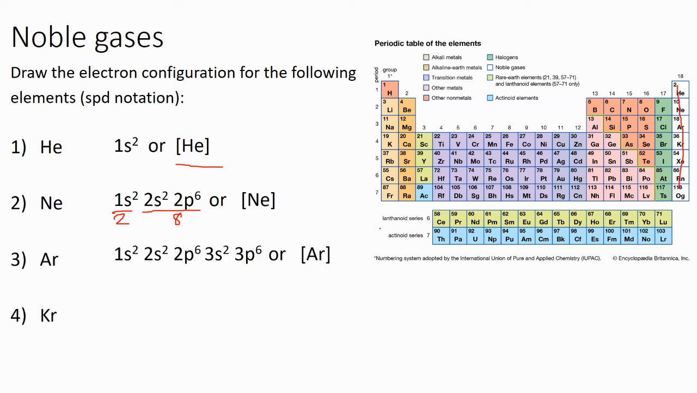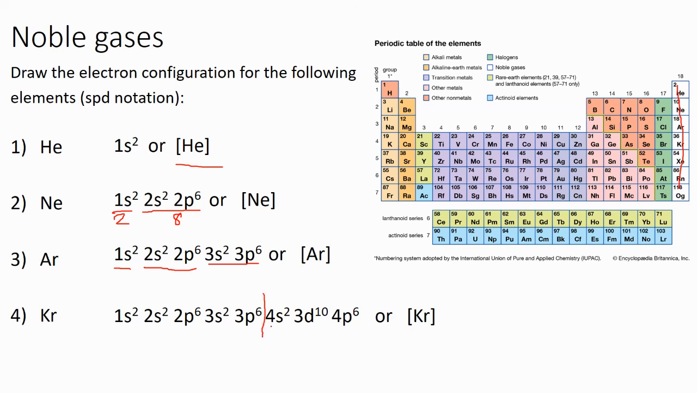Argon is 18, so it's going to be 1s2, 2s2, so we've got 2, and then we've got 8, and then we've got another 8 up here. So we've got 18. We can write it in the short form of argon. Krypton is number 36, which is the highest we're going to go in level 2. So same as argon up to here. And then remember we said that 4s2 fills up first. So we write 4s2. 3d10 is going to be full in this case. And then 4p6. So altogether we get up to 36 electrons. We could add up all these small numbers and we get to 36, or we can write it in the short form. But get used to writing out this notation.